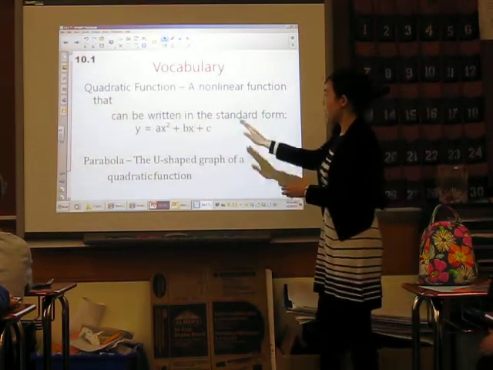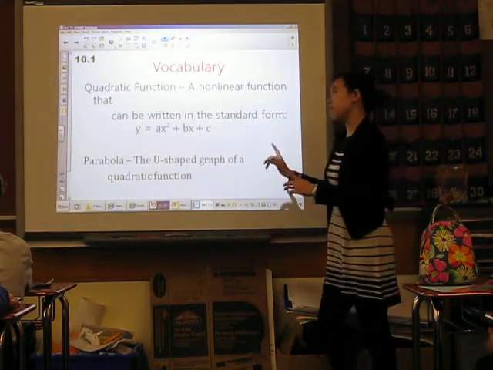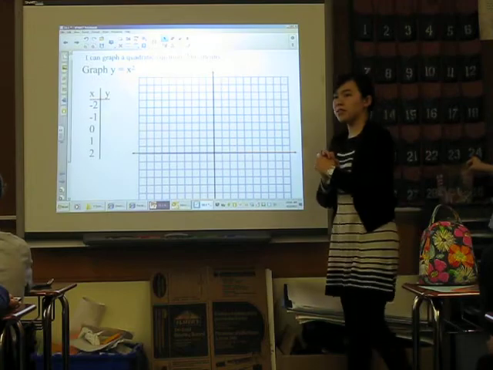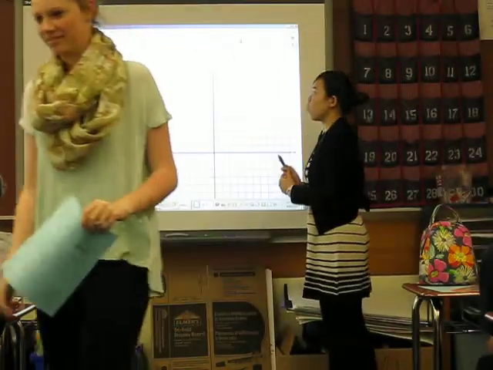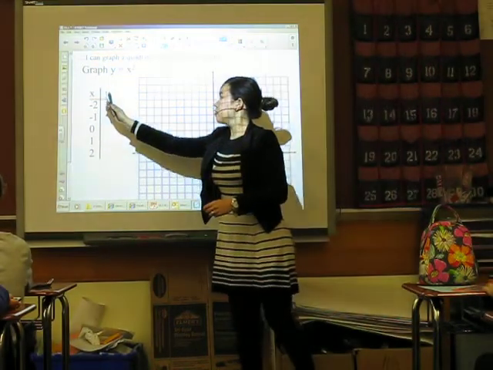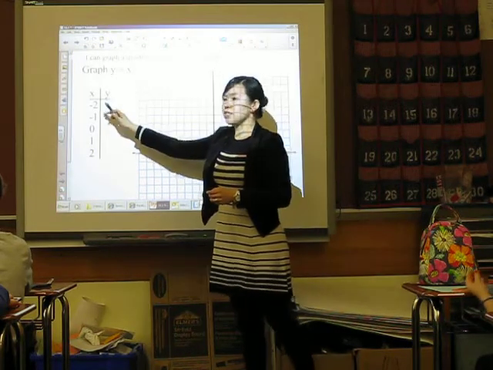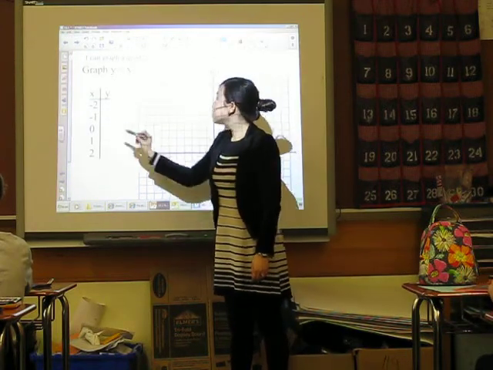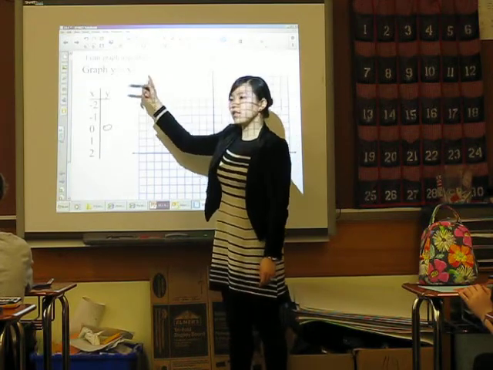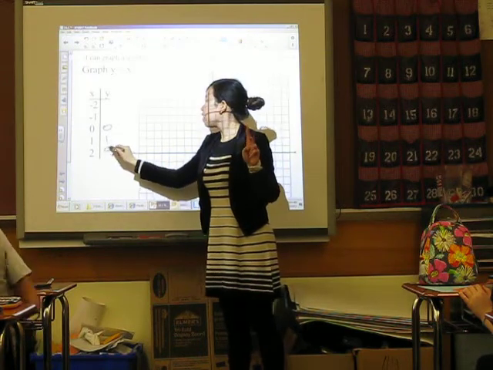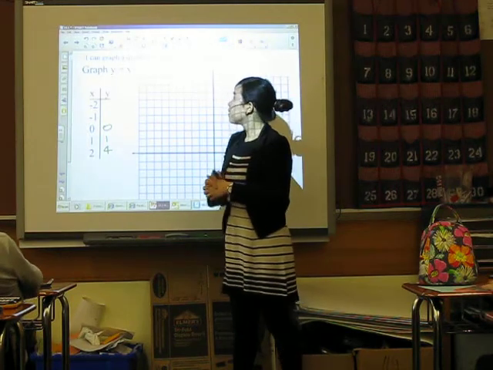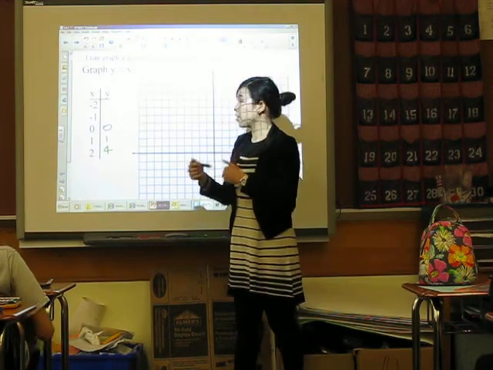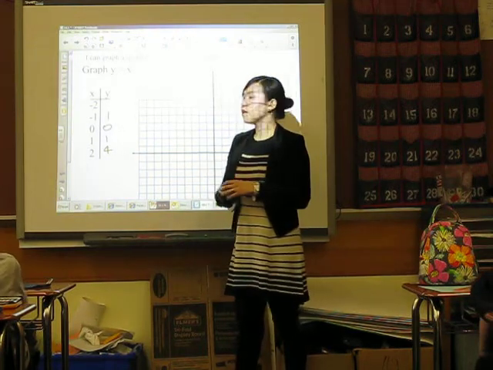One of them is a parabola, right? But before we do this, let's graph y equals x squared, which is the parent function. Here are possible x values: some negative, 0, 1, and 2. If I plug in 0, what do I have for y? 0. What about 1? 1 times 1? 1. 2 times 2? 4. Negative 1 times negative 1? 1. Negative times negative makes positive. Negative 2 times negative 2? 4.